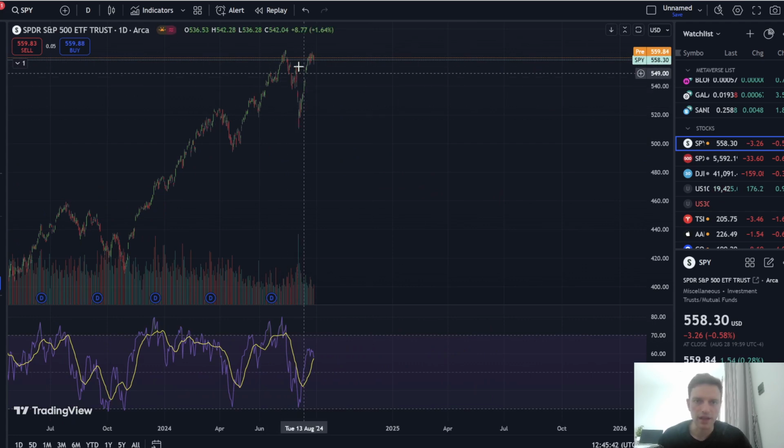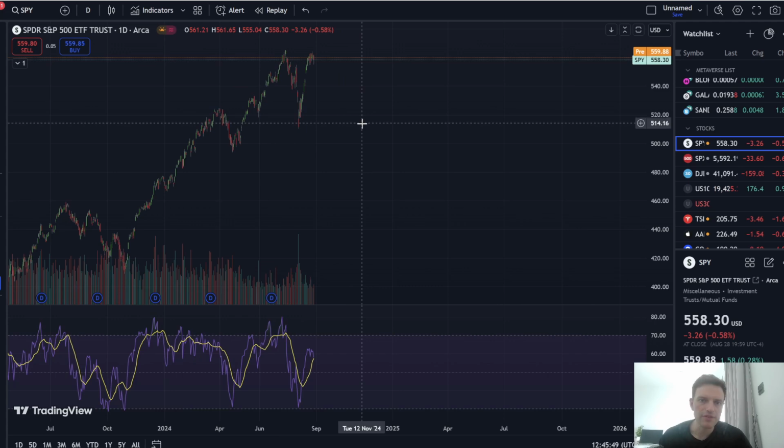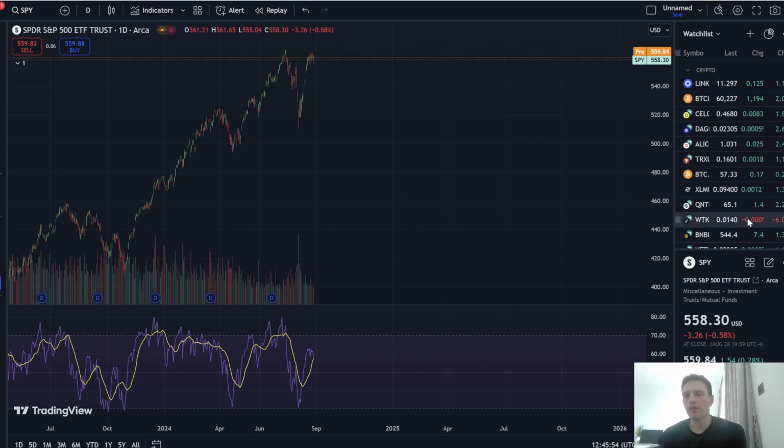This is the day that the yen carry trade started to unravel and the yen started to gain strength. We saw a big drop from 553 down to 511 there in equities. So what is my point?